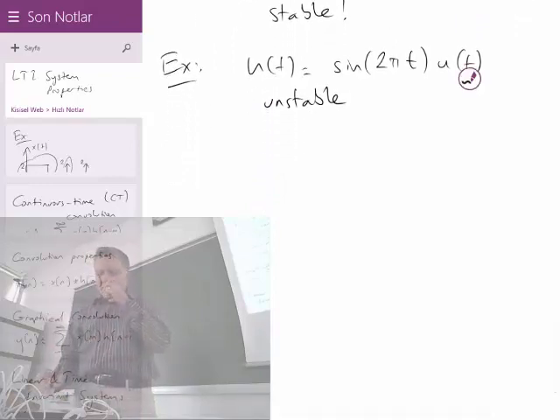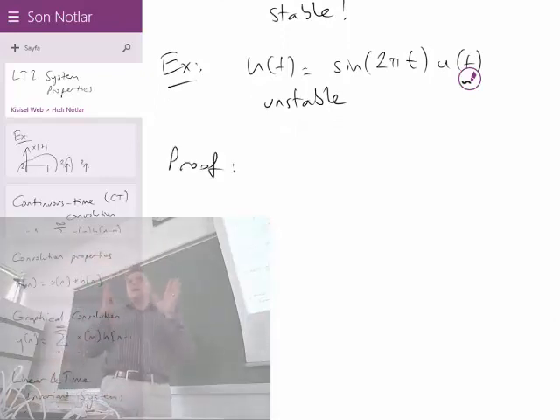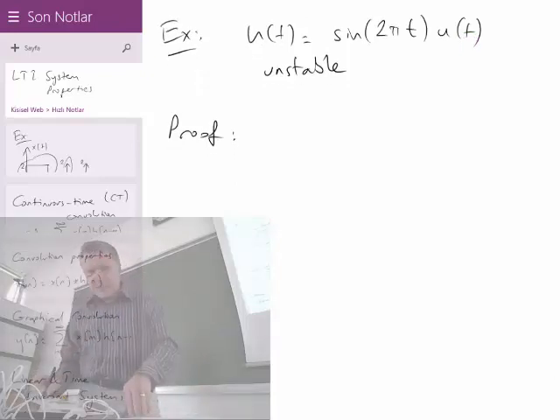Now, just for the sake of completeness, I'll try to show you a proof of this absolute summation or absolute integration check for the stability. How come it gives you a bounded input and bounded output stability? The proof is as follows.